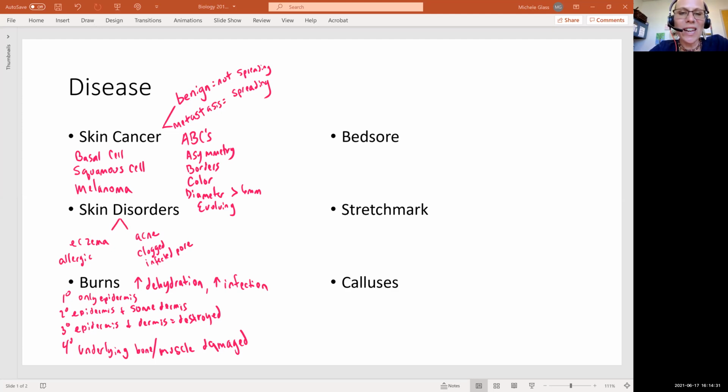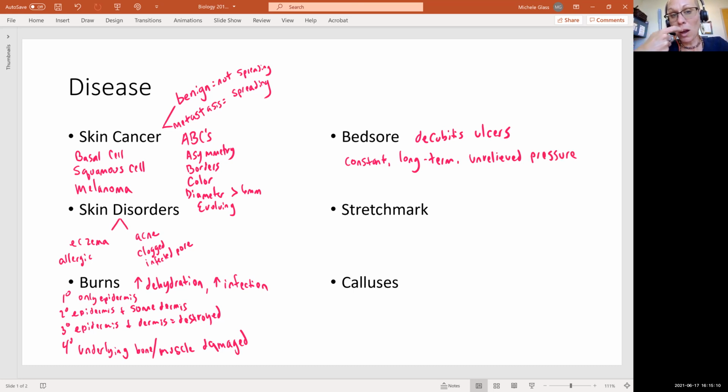Okay, moving on. We have bed sores. Bed sores are described as decubitus ulcers. And these are actually caused from constant, long-term, unrelieved pressure. These sores are pretty awful.